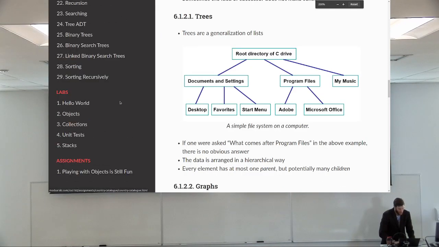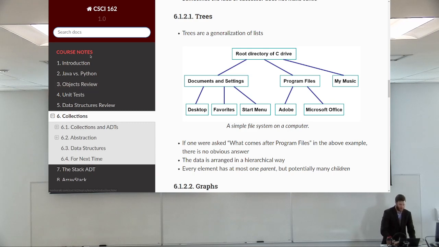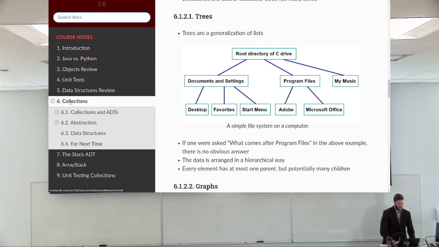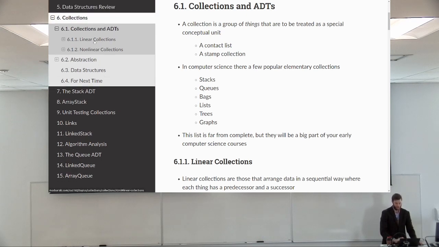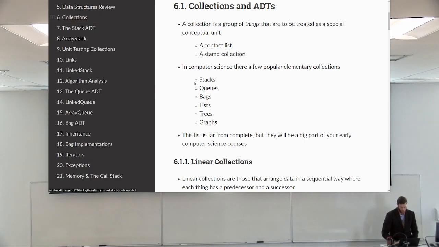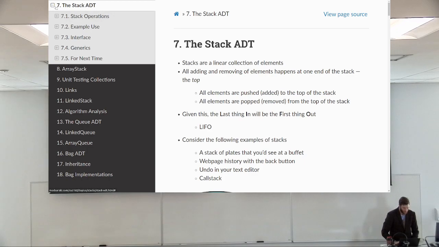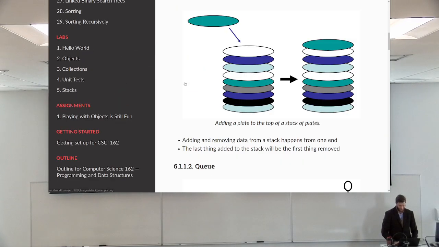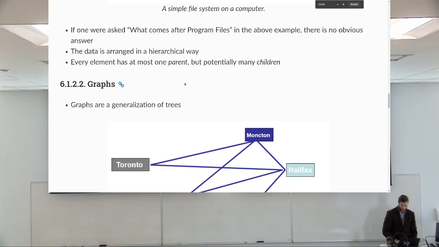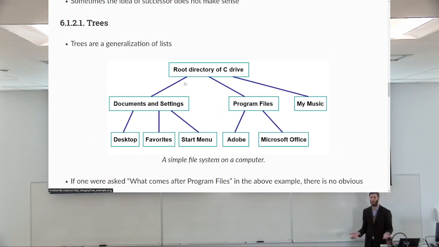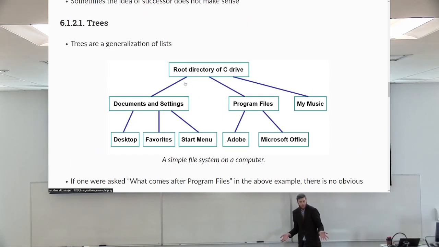If I go here, the same thing is true. Here's like the root. And then collection is a chapter. That is a sub-node. And then in there, I have a subnode called collections and ADTs. And then in there, I have sub-subnodes called linear and nonlinear. So anything that could be represented as a hierarchy is a tree. A file system on your computer also could be representing a tree. They're everywhere.